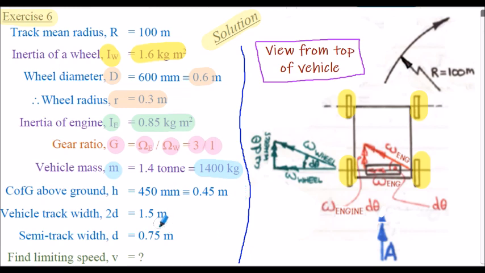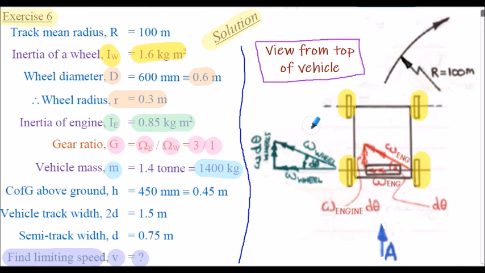Just notice the track width, that's the distance between the wheels across here, is labelled as 2D, so what's termed the semi-track width, D, is half of that distance. So in this particular question we need to find the limiting speed of the vehicle around the bend, that's the linear velocity V, that's the unknown here.